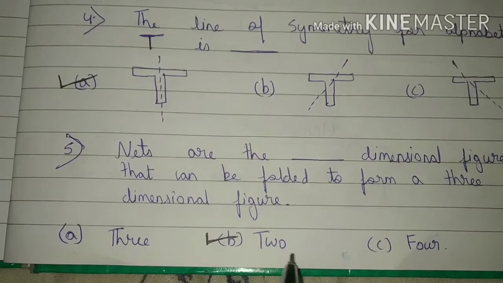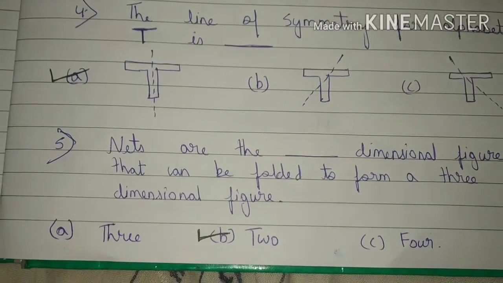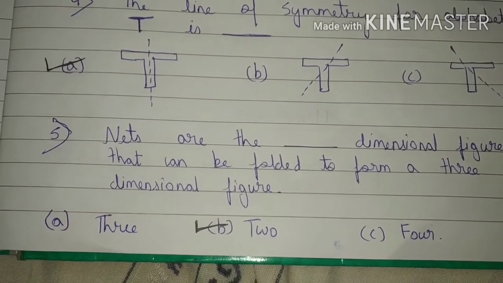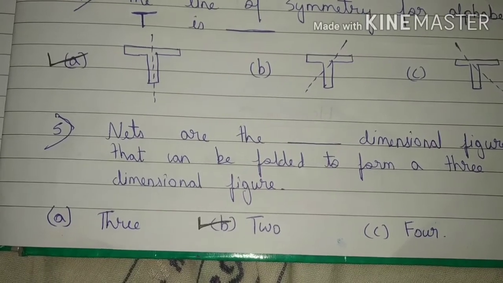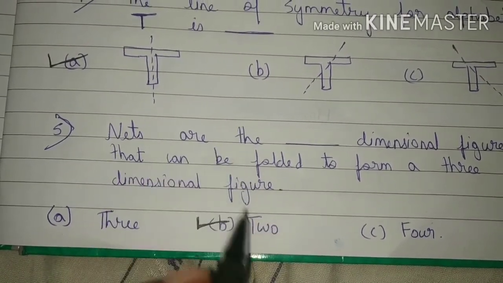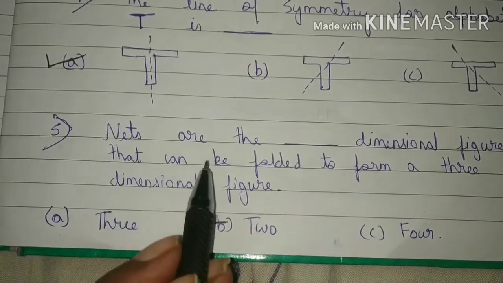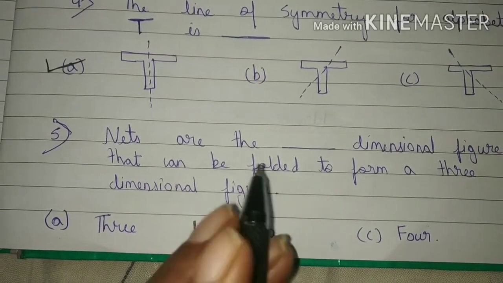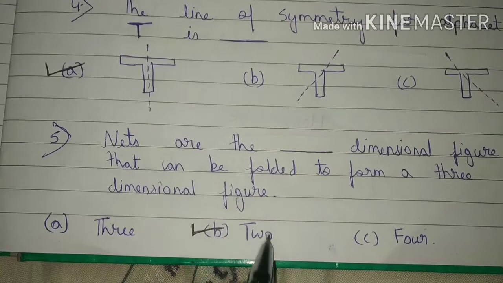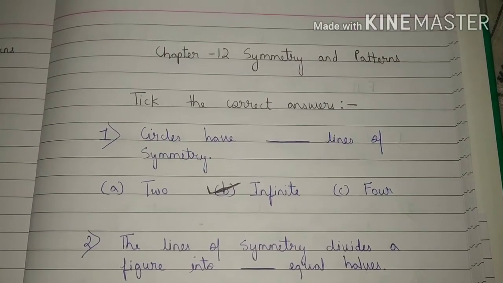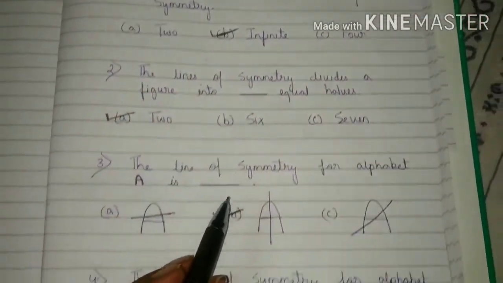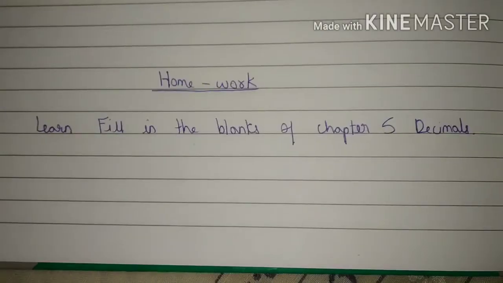Why 2? Because we have learnt that nets are the 2-dimensional figure that can be folded to form a 3-dimensional figure. So students, the correct answer is option B, that is 2. Now students, this tick the correct answer, you have to do it in your copy. And after that, show me.